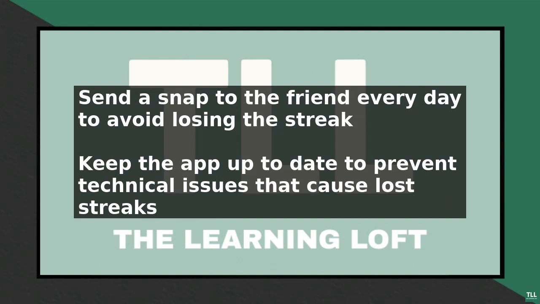To avoid losing your streak in the future, make sure to send a snap to your friend every day. You can set a reminder on your phone to ensure you never forget. Additionally, make sure your app is up to date, as outdated apps can cause technical issues that may result in a lost streak. By following these steps and tips, you can fix your Snapchat streak and keep your streak going.